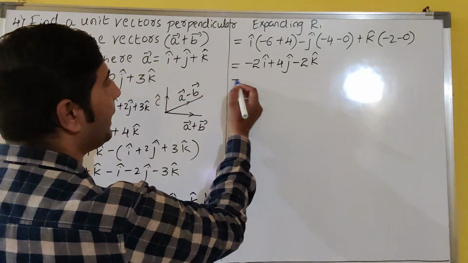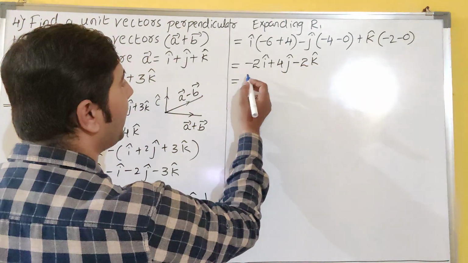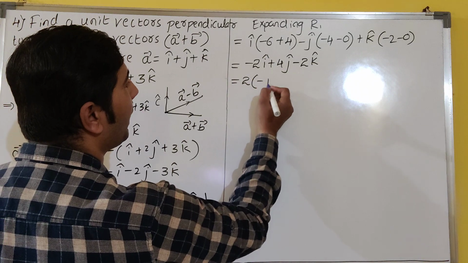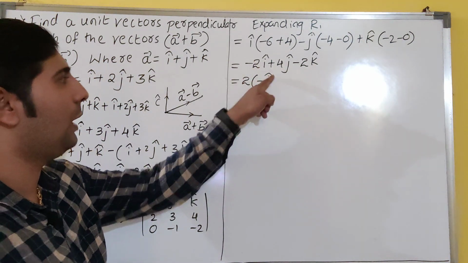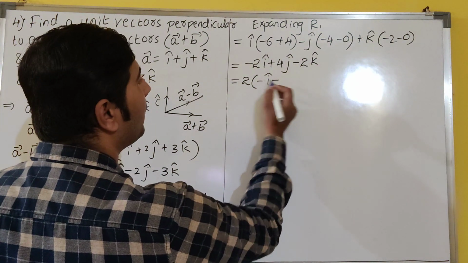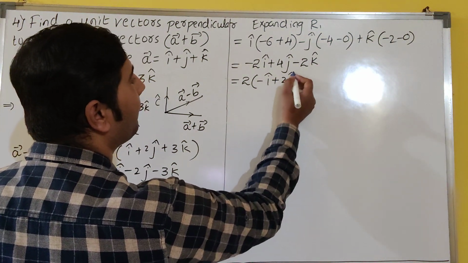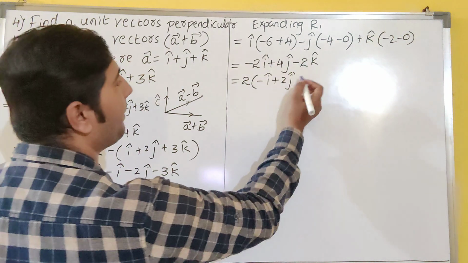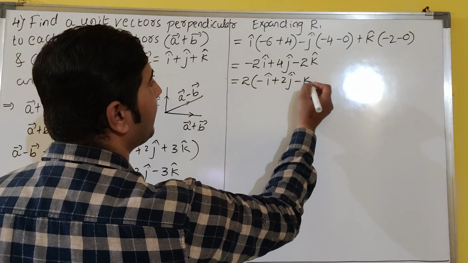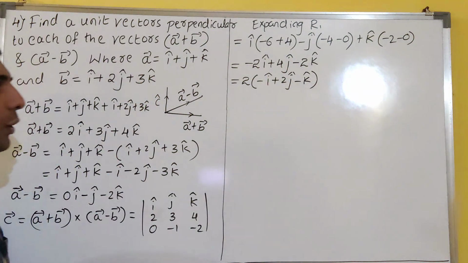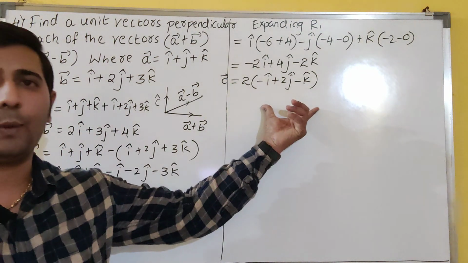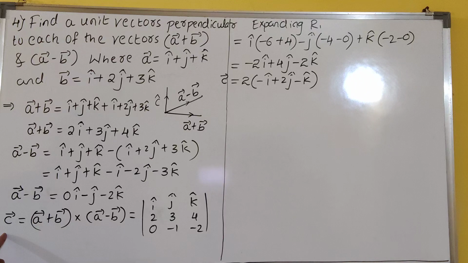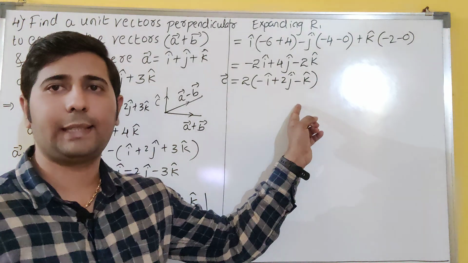So now what is common here, dear students? 2 is common. I can take 2 common. What is remaining? 2 into minus 1 is minus 2 i cap. So next is what? 2 2s are 4 j cap. 2 is common again. Minus k cap will remain inside. You got what? Vector C, dear students. This is nothing but vector C. You have already called it as what? C vector or not? So that's why we got the C vector.